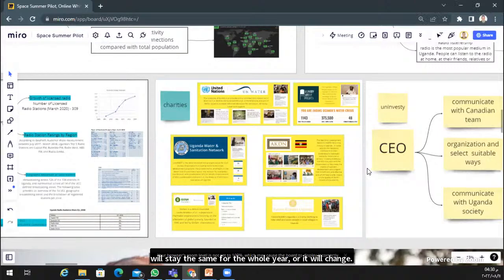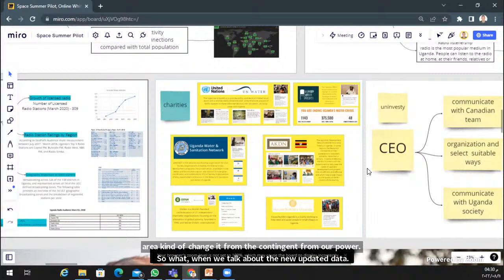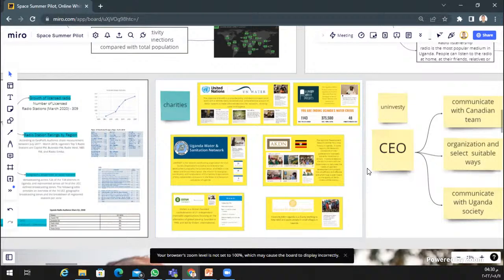I'll start with answering the second question. The contamination in this area can change from day to day, or even from hour to hour. But when we talk about new updated data, the satellite makes 60 rounds around the Earth every day. This data will be updated every 2 hours or every 3 hours. That's the answer to the second question.